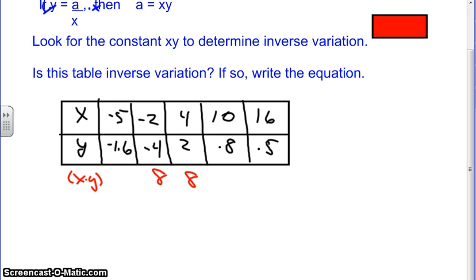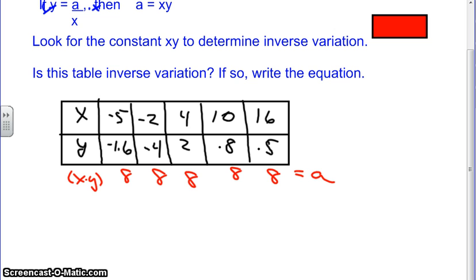8. This one's a little bit hard. What is 5 times 16? It is 80, and then you'd have one decimal place, right? So this is 8 as well. 10 times 0.8, 8, and 16 times a half is 8. So the constant is the a, right? That is the constant of variation.